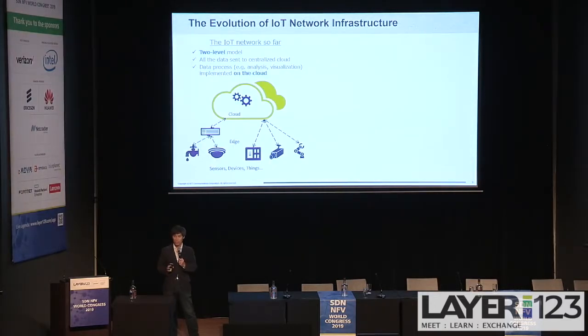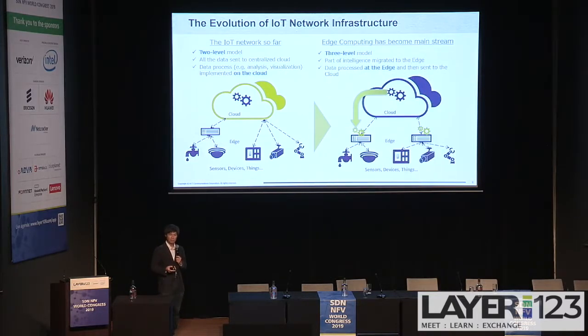So let's change the view a little bit to the IoT domain. Let's look at what is actually happening inside the IoT domain. So far, the IoT network is a kind of two-level model, which means that most of the IoT data is sent to the cloud without any processing on the edge.